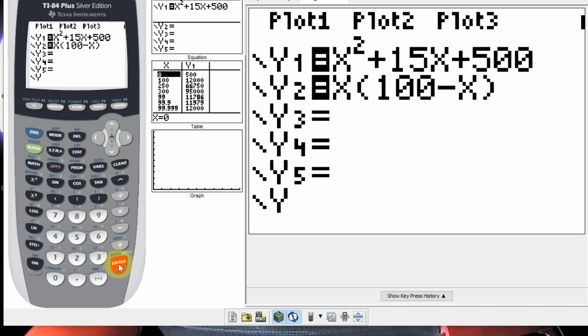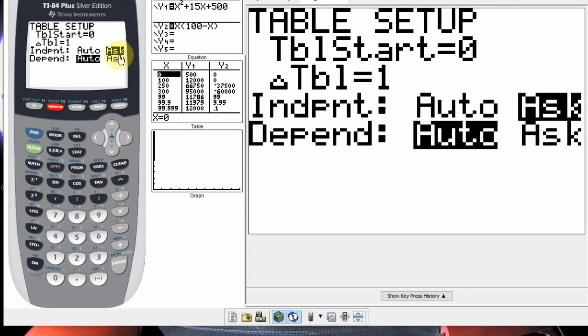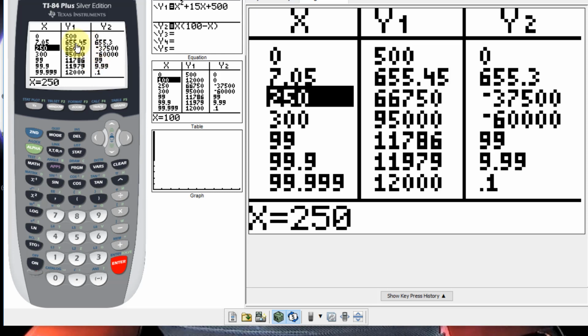And now I can just use the table. So, second table, and let me see if I have it on ask. The table set is right here. The second table set, it's on ask. That's good, so that way I can type in whatever value I want. So if I go back to the table and type in something like 7.05, then I can figure out what the cost and revenue is.